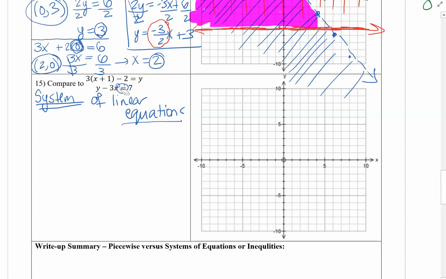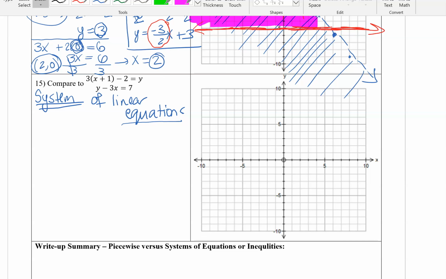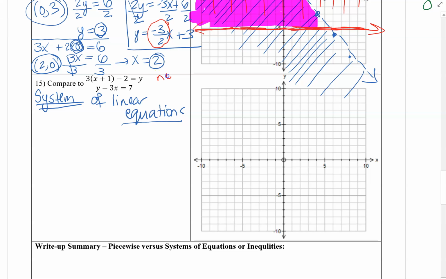But notice what this is missing. This doesn't have any domain restriction. No domain restriction, right? It doesn't have anything that says x should be greater than this or less than that. So we're going to graph the full lines for both of these, which is different than a piecewise function.